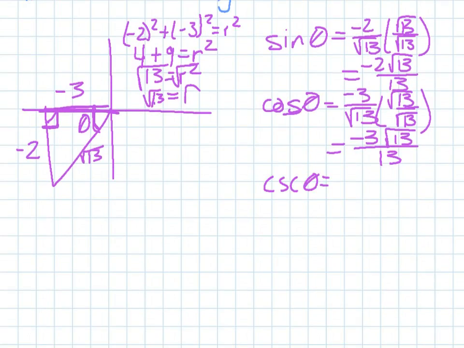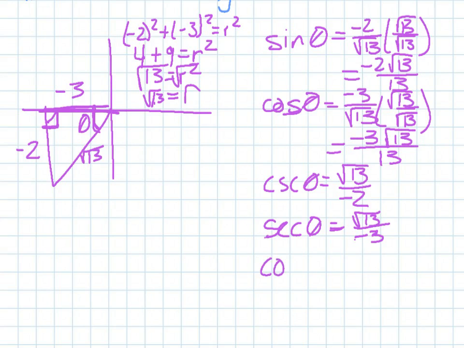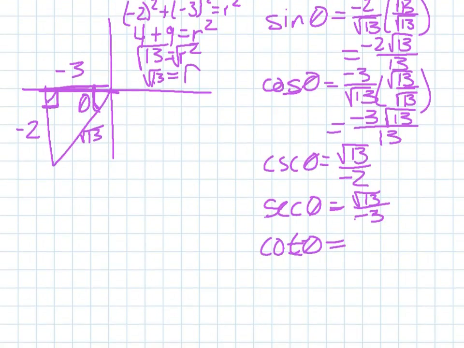Remember, it's the flip of sine, so that's actually square root of 13 over negative 2, so I don't have to rationalize there. Secant is the flip of cosine, so that's square root of 13 over negative 3. And then cotangent is the flip of tangent, which we said was 2 over 3, so that's the same thing as 3 over 2 for cotangent. Okay? So then that would be all my ratios.